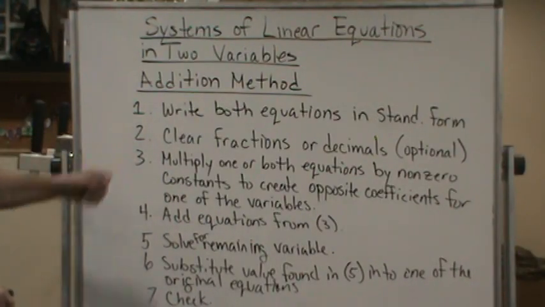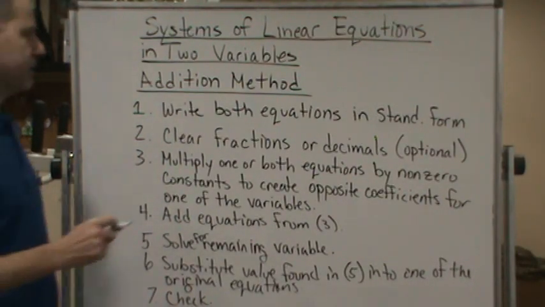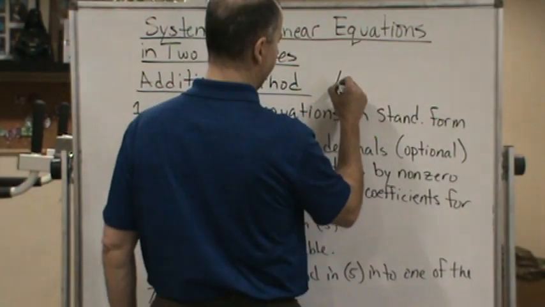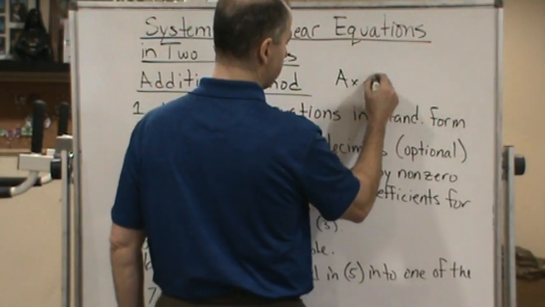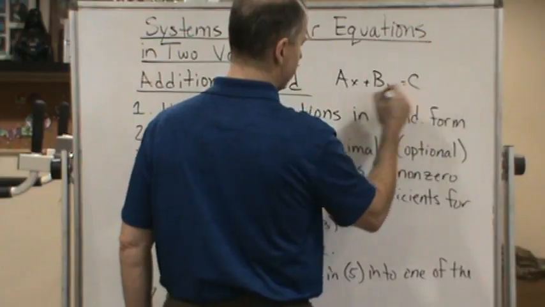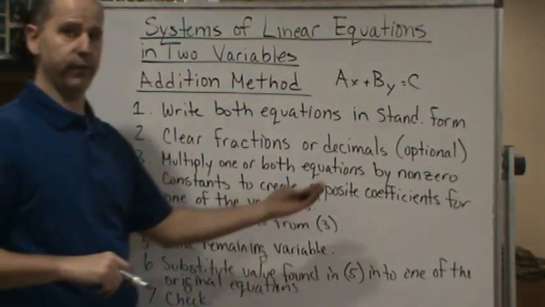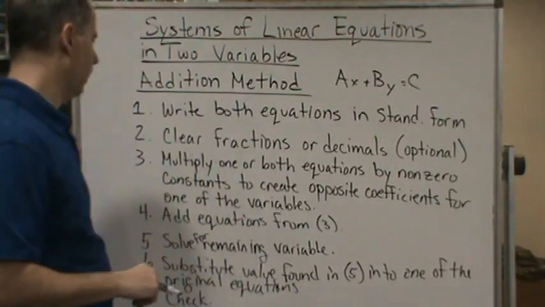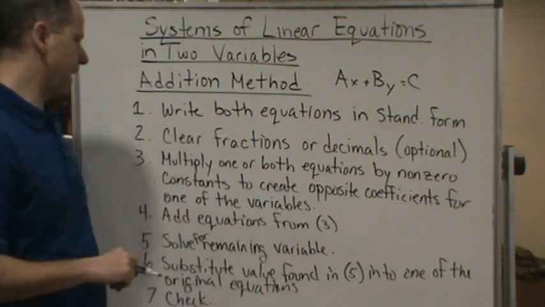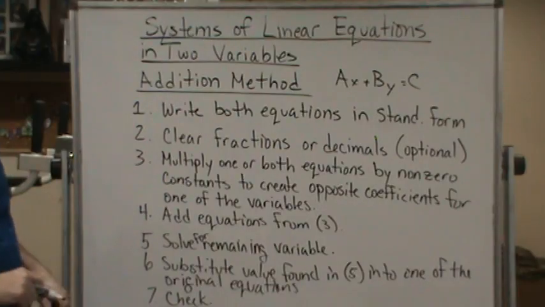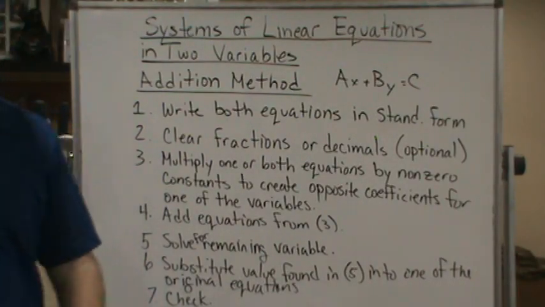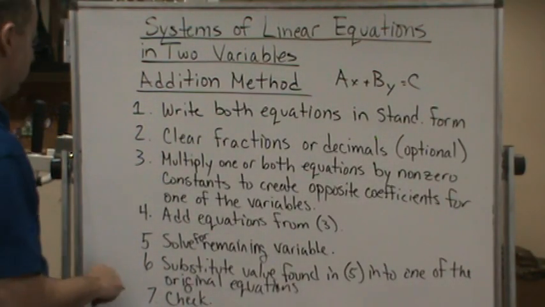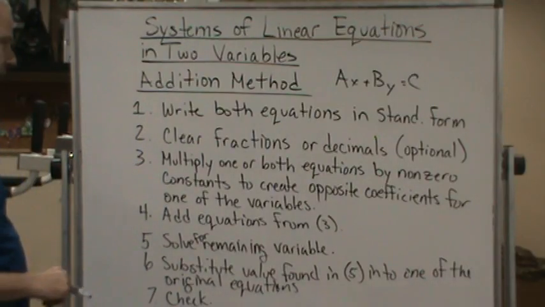You write both equations in standard form. Standard form is the ax plus by equal to c form, right? So you get all the variables to one side and the constants on the other side, okay? So you write both equations in standard form. Then two, you clear any fractions or decimals, optional, that's optional. I recommend it though, it'll make things easier.